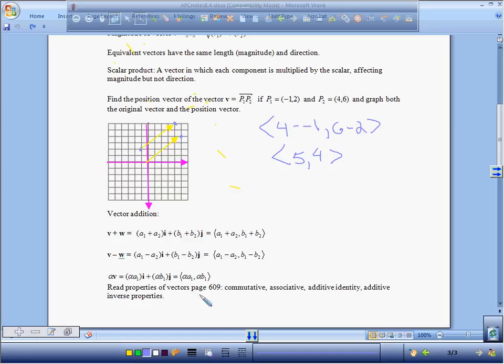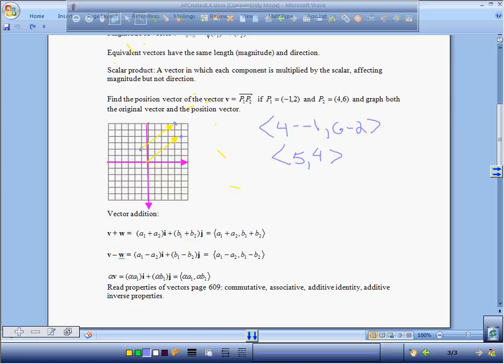Read the properties of vectors on page 609, commutative, associative, additive, etc. You can read about those. Commutative means that you could add vector A plus vector B, or you could add vector B plus vector A, and you'll get the same thing.